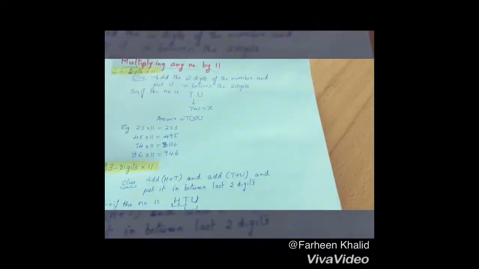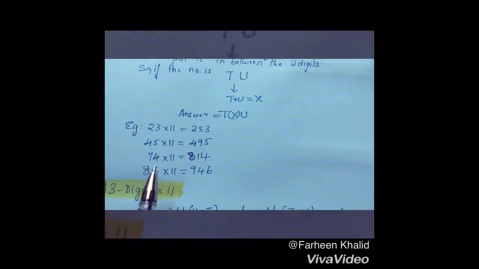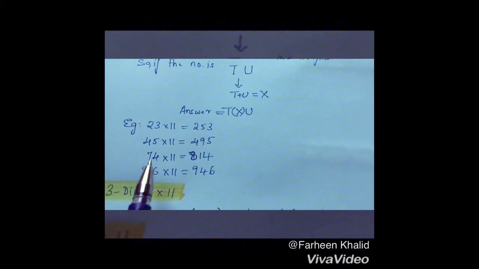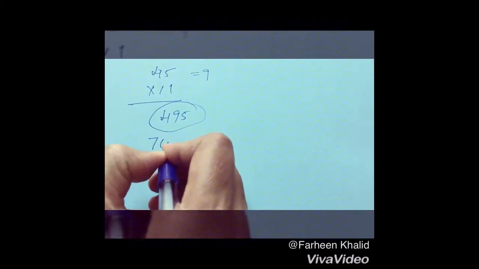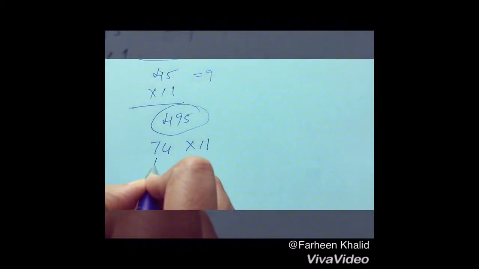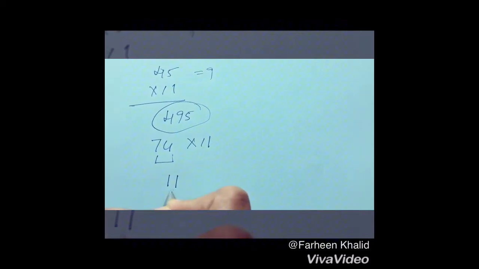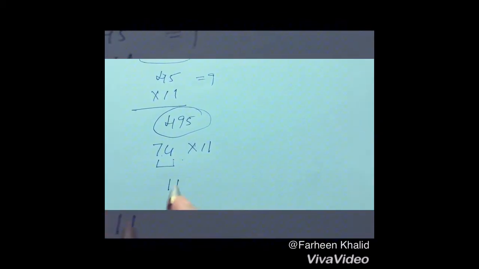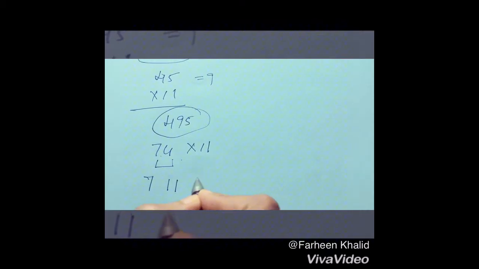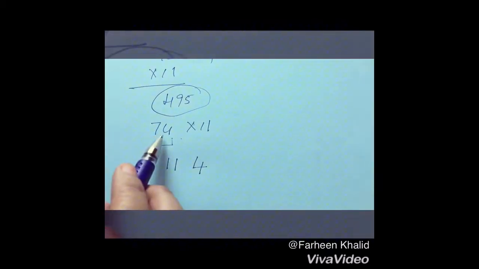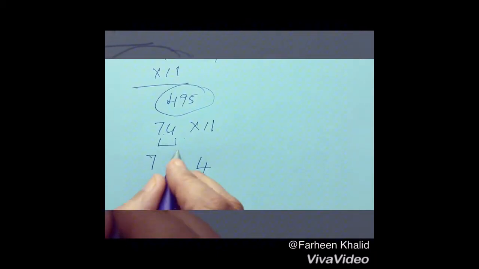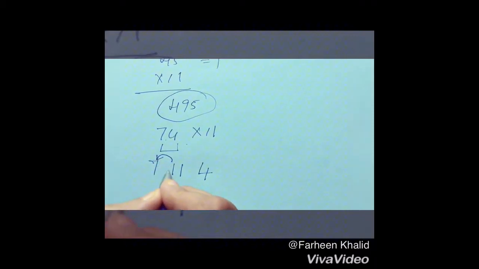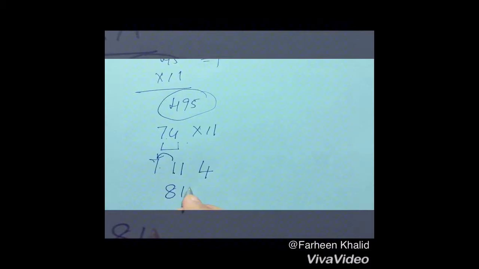Now let's do the next one, which is a little different from what we just did. It's 74 times 11. In the case of 74 times 11, when you add 7 and 4, it gives you 11. If your answer is 11 and you have to put it in between 7 and 4, what do we do here? It's very simple. You carry over the 1 in the tens place and add it to this 7. So the answer is 814.